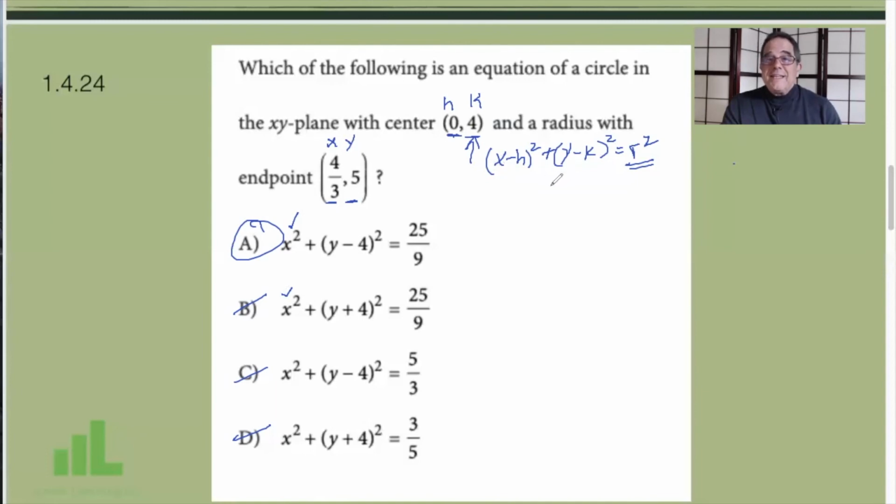Pretty easy stuff. By the way, if you had any problem with this at all, go back, look at the Pythagorean theorem section, and reacquaint yourself with the equation of a circle and the distance formula, which are both just a rewriting of the Pythagorean theorem. We are on to our last question. Let's see what that looks like.